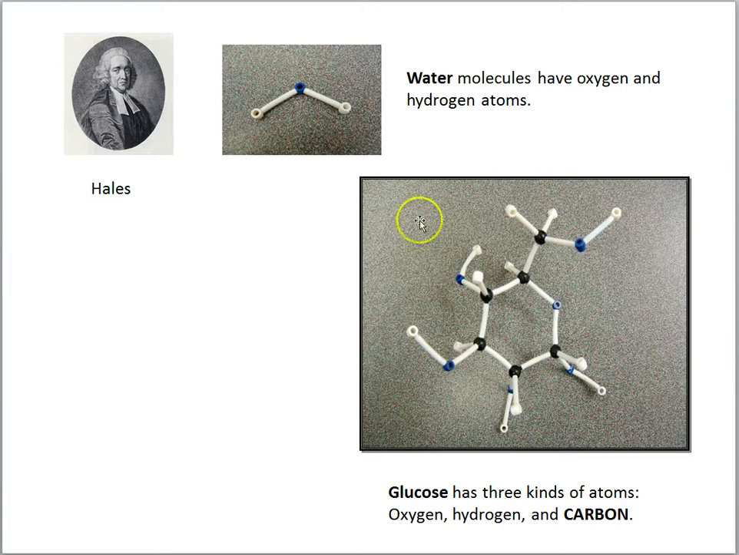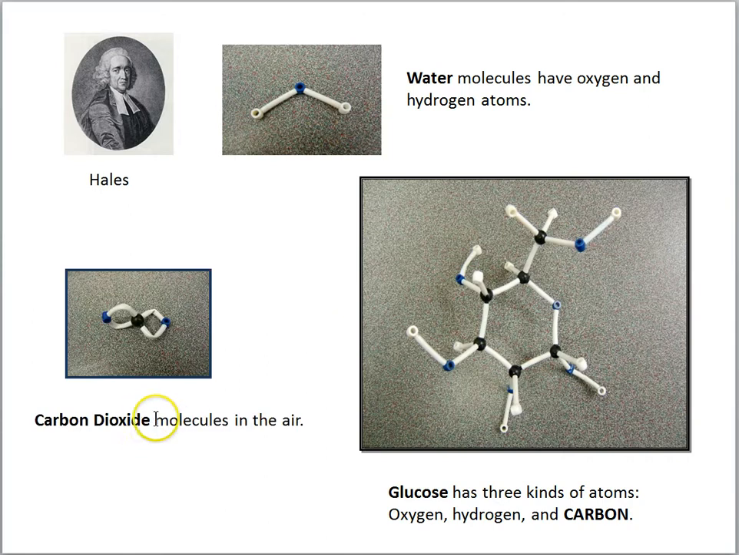Now, Hales was not privy to the molecular structure of these compounds, but he is going to do an experiment to test whether something else besides water is involved. At this point, we should suspect that whatever else the plant is using ought to have carbon in it, because a lot of carbon is found in plant tissue, and water does not have carbon atoms. Okay, so what is the source of the carbon?